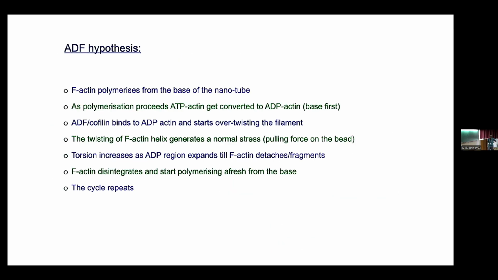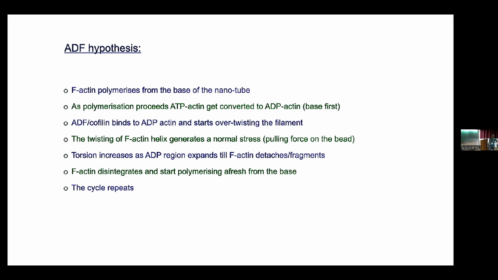So based on all these things, we came up with the following hypothesis: F-actin, the filamentous actin, polymerizes from the base of the tube. As the polymerization proceeds, ATP actin gets converted to ADP actin.